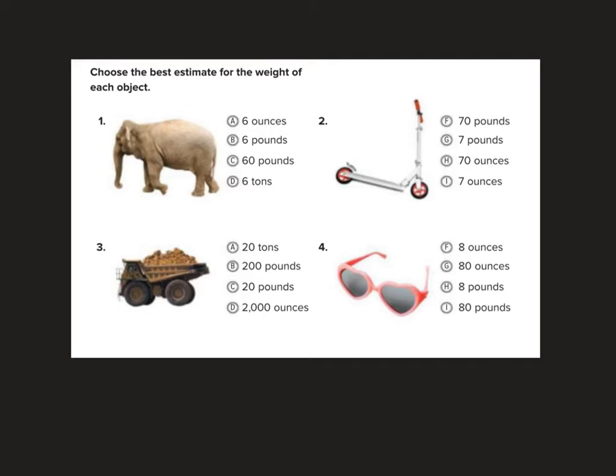Choose the best estimate for the weight of each object. An elephant's going to be very heavy. Heavier than an airplane or a helicopter. I guess, because that's too small, and that's too small. Heavier than a helicopter. How about that? A scooter would be about, I'd say about 7 pounds. 7 pineapples, sure. A dump truck, definitely not ounces or pounds, 20 tons. Whoa. And a pair of heart sunglasses, I would say that'd probably be 8 ounces, right? Because it's pretty light. Probably not 80 strawberries worth, but 8 of them, I'd say that's about it.